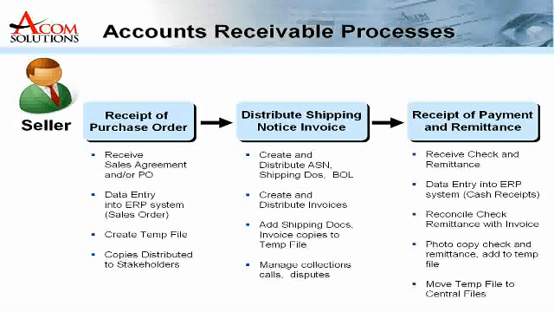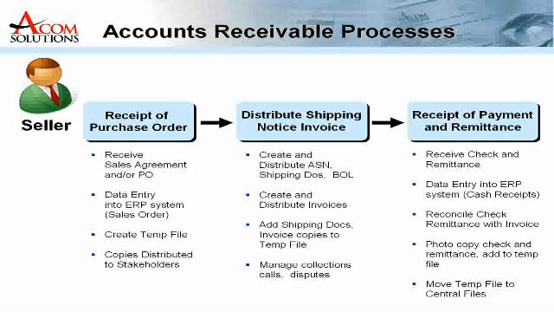Someone then has to manually enter that PO into an ERP or an accounting system and then create a temporary physical file that will be used in a physical filing cabinet. Copies are usually made and then distributed to key stakeholders. So then an advanced shipping notice is created along with any other shipping documents, and then those are all distributed. An invoice must be created and that's got to be distributed as well. All of these are usually stored as physical copies in the same temporary file. Someone will then manage any collection calls and disputes, and they're going to have to refer to that physical file that was created that contains all the copies.